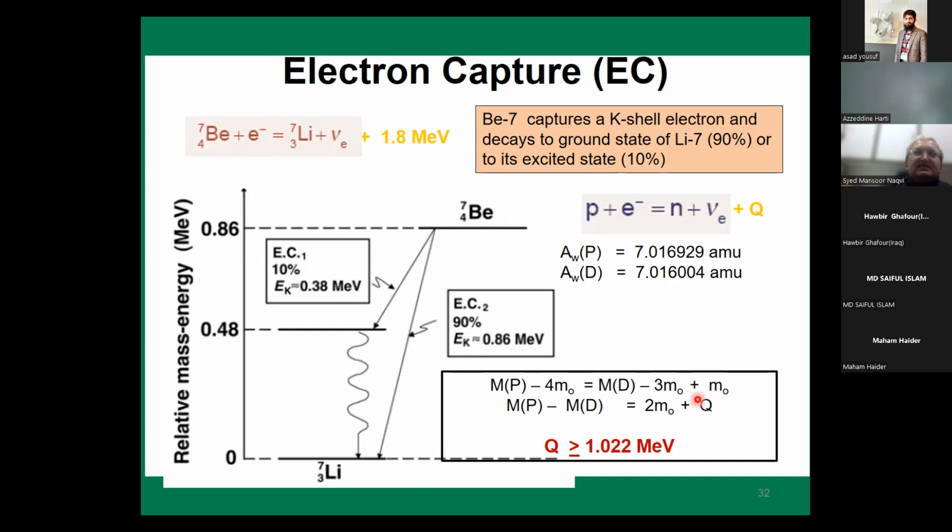The mechanism is shown over here. The scheme is this: a proton in the nucleus combines with the electron, a neutron is produced, and that results in the reduction in the number of protons and an increase in the number of neutrons.